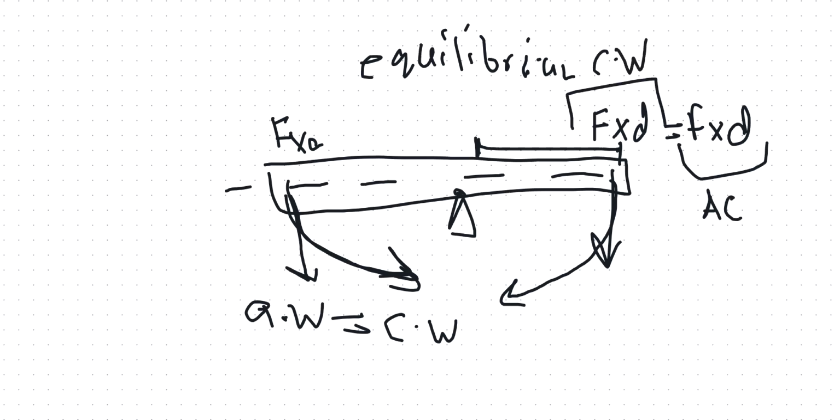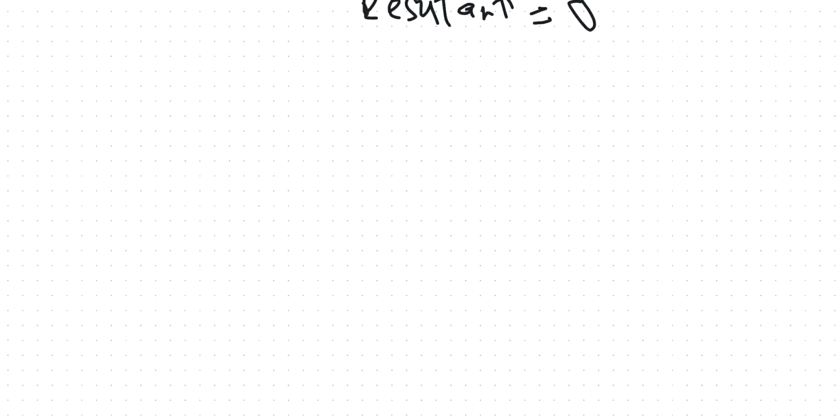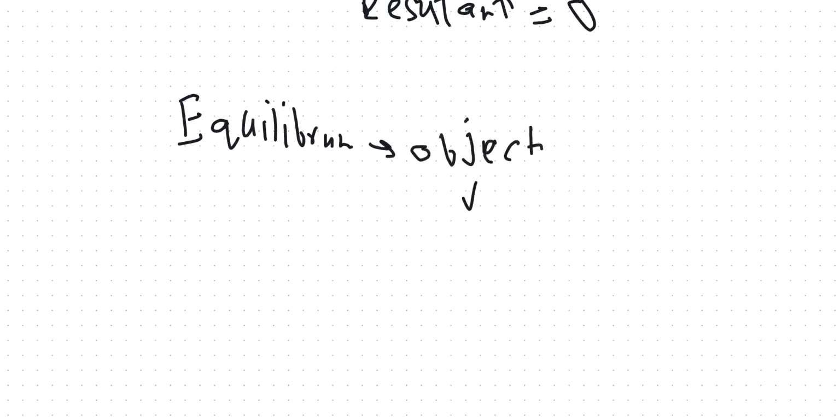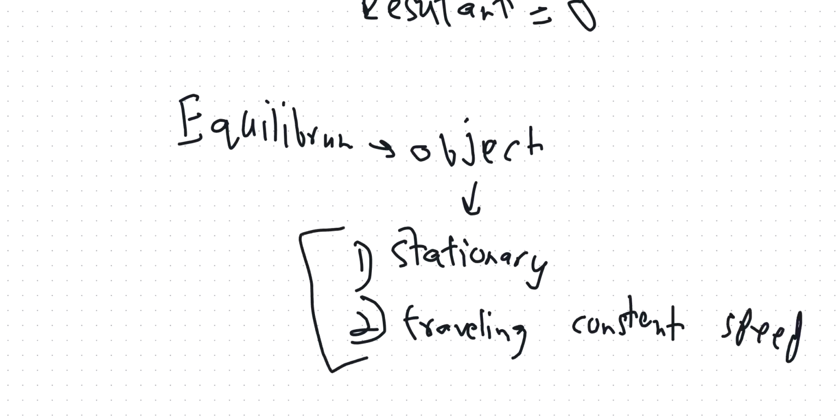So yeah, other than moment, whenever you have equilibrium, remember, the object would either be stationary, or this is the first case, or it would be traveling at constant speed. These are the two cases in which you'll have equilibrium.